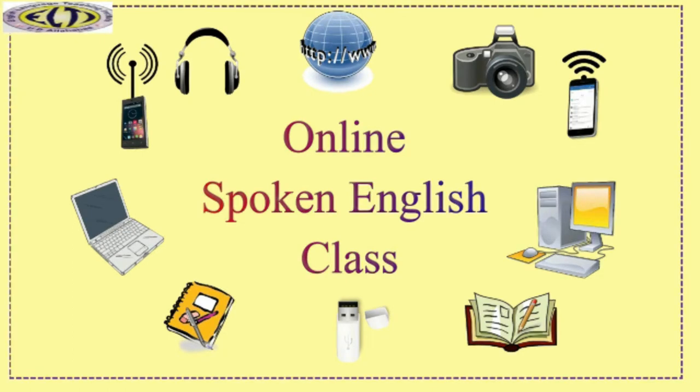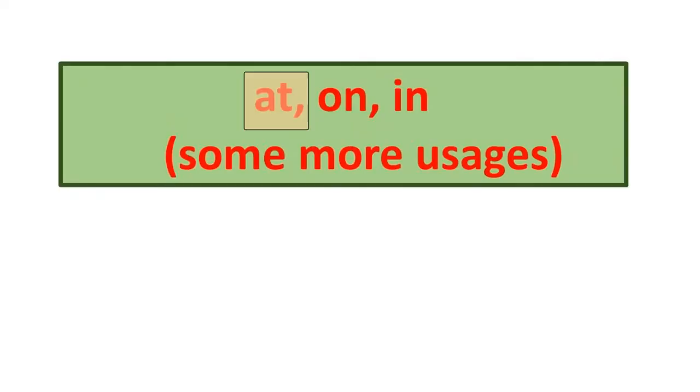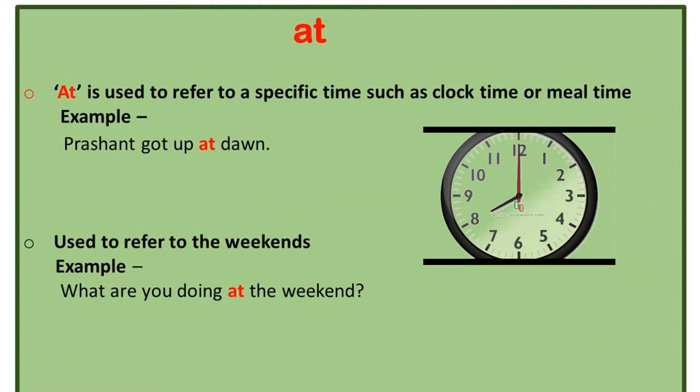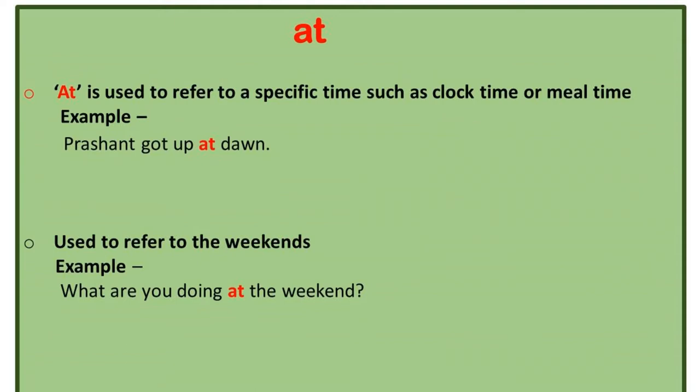In this module, we shall learn about some more usages of the prepositions at, on, and in. The preposition at is used to refer to a specific time, such as clock time or meal time. Like we say at 8 a.m., at breakfast, etc. For example, Prashant got up at dawn.